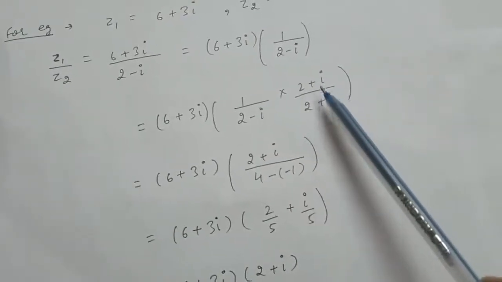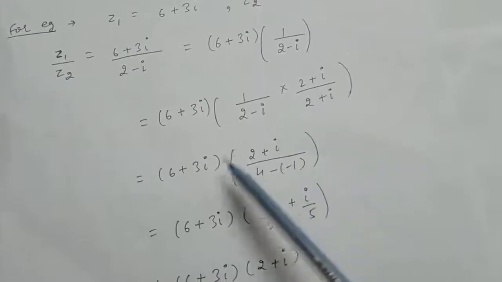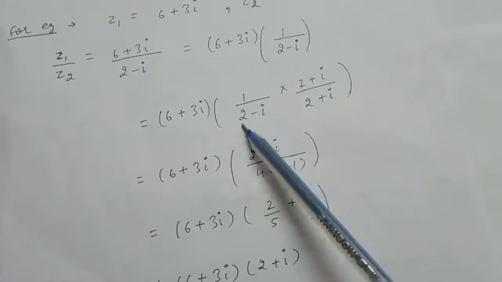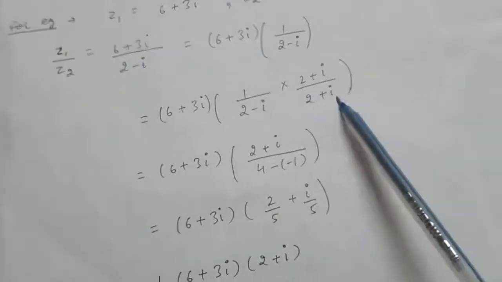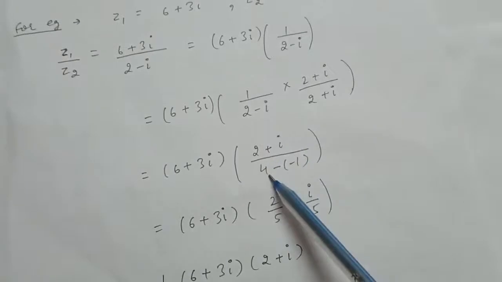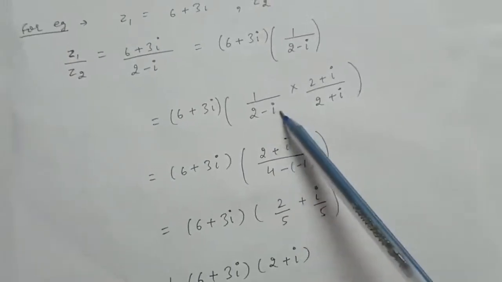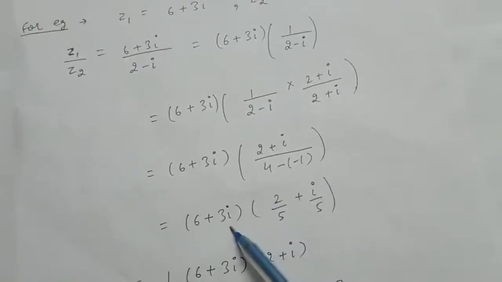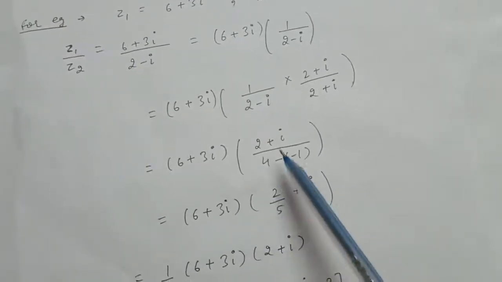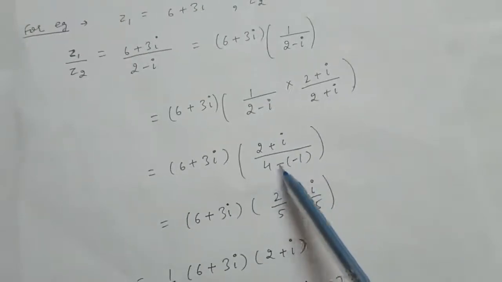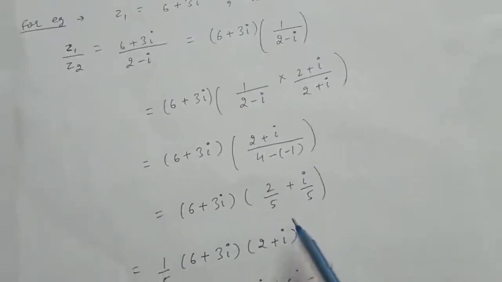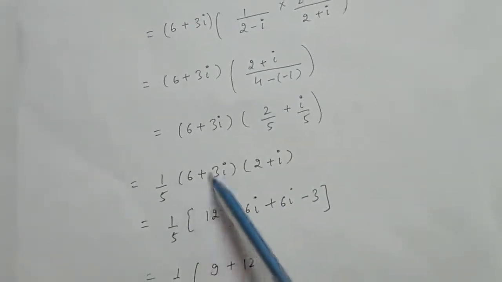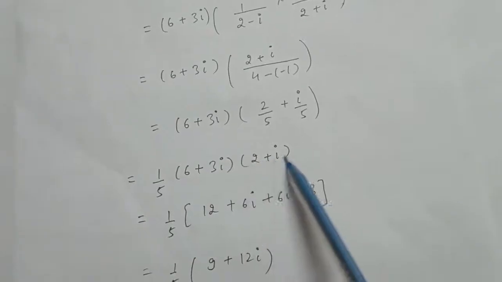So here it should be plus 1, right? Now (6 plus 3 iota) into (2 plus iota) upon, this is (a minus b) into (a plus b), that is a square, which is 4, minus b square. B square will be iota square, which is minus 1, right? Now (6 plus 3 iota) into (2 plus iota) upon 4 plus 1, 5, right? Now take out 5 common, 1 by 5 into (6 plus 3 iota) into (2 plus iota).